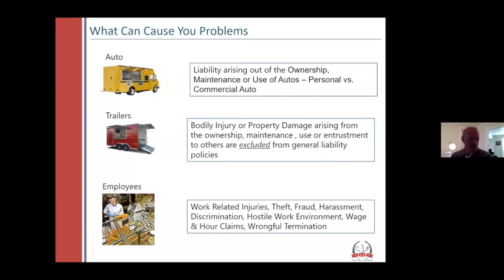You know, employees are always the biggest asset to the company, but they can also be very detrimental to a company. Work-related injuries, and we're going to get into work comp and some work-related injuries that may or may not be covered. Theft, fraud, harassment, discrimination, creating hostile work environments, wage and hour claims, wrongful termination. So if you're not handling employees correctly, that can come back on you and create problems that you may have to come in and defend and pay out for any type of these allegations that may be made against you.